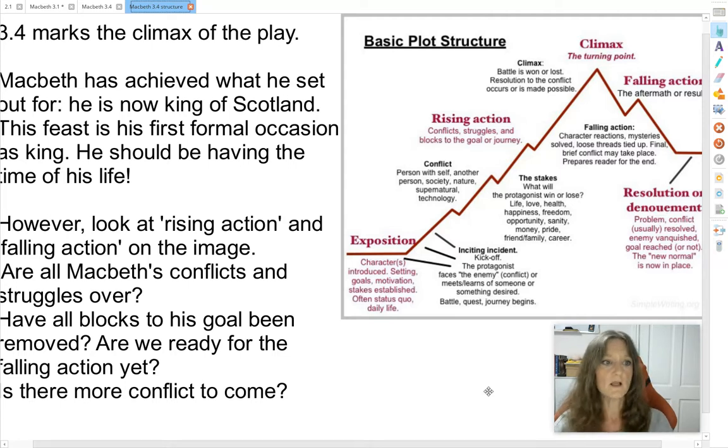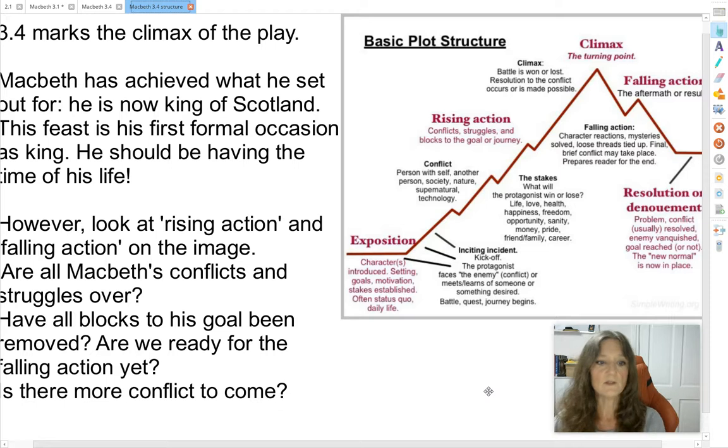And why is it the climax? Well, he's achieved what he set out for. So he should be at the height of his powers. He's King of Scotland now. He's celebrating with a feast, this first formal occasion as king. And he really should be enjoying his power, enjoying his guests, all the noblest people in Scotland around him. He should be having the time of his life, really. He should be enjoying that moment.